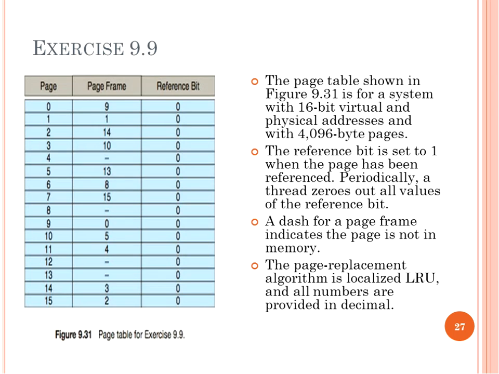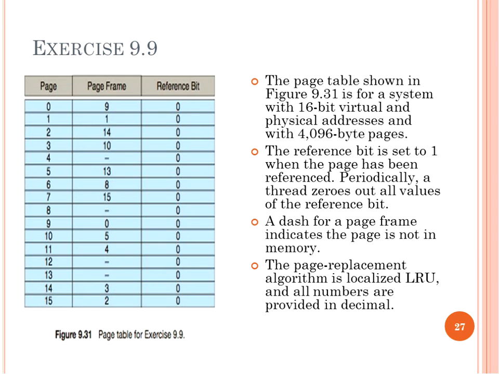Okay, so let's look at these questions. Here's exercise 9.9. Again, Wednesday we'll go over more material as to what we're covering, but as for right now, these are the questions. So the page table in figure 9.31, or the table that's shown here, is for a system with 16-bit virtual and physical addresses and with 4,096 byte pages.